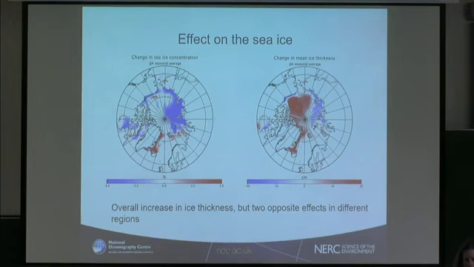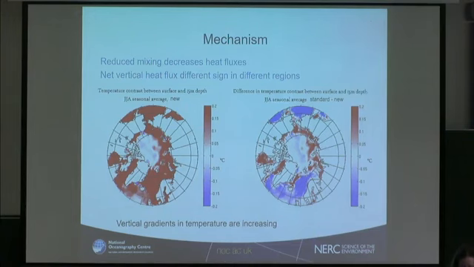Now, why does this happen? Effectively, what we have done by decreasing the mixing, by decreasing the wave heights that are used in the model, is to decrease all the heat fluxes. And the reason why you can get opposite effects in different regions is that the heat fluxes in different parts of the Arctic go in a different way.